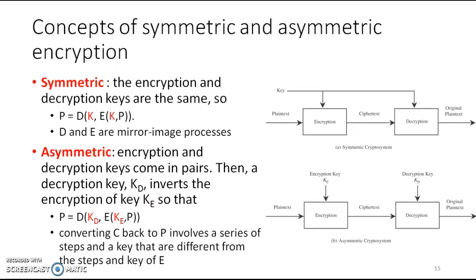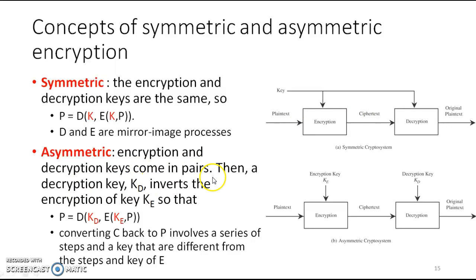Now we properly see the diagrams. If you see this diagram of the symmetric cryptosystem, you can see the same key. Only one key is used. The same key is used for encryption, and the same key is used for decryption. So this is very simple. We already discussed this diagram in lecture number 5. Now we have lecture number 6.